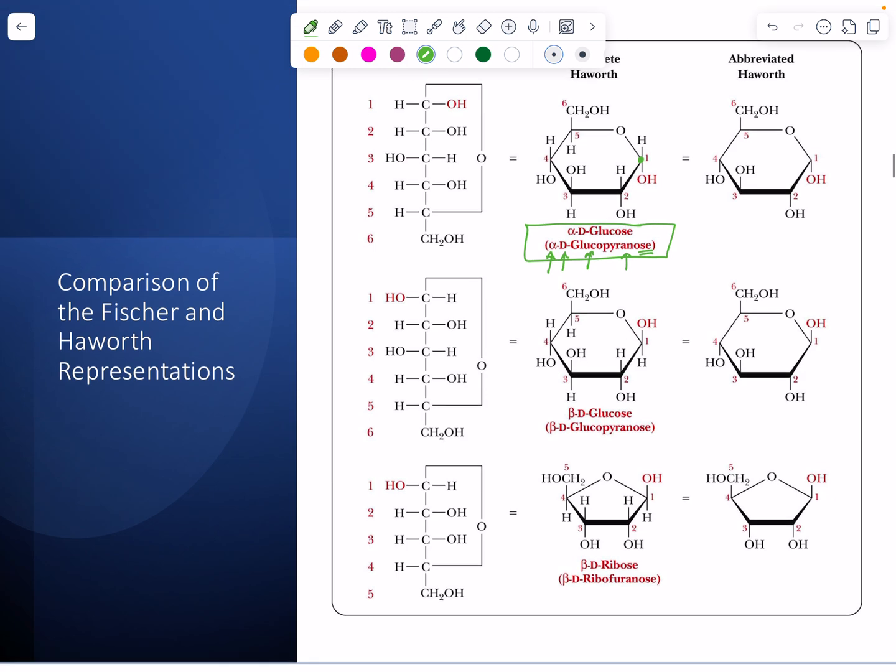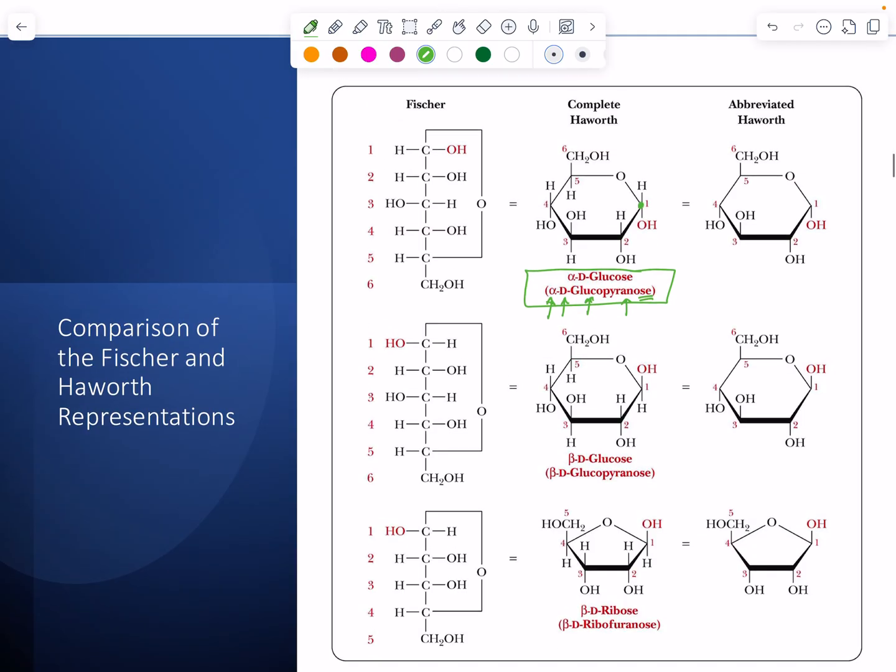We're mainly going to use Haworth projections when dealing with cyclic sugars. And again, we like to abbreviate things and do things as quickly as possible. So the abbreviated Haworth does not have any of the hydrogens. So again, you can understand that there are going to be hydrogens here to fill out the octet of the carbons when they're not explicitly shown.